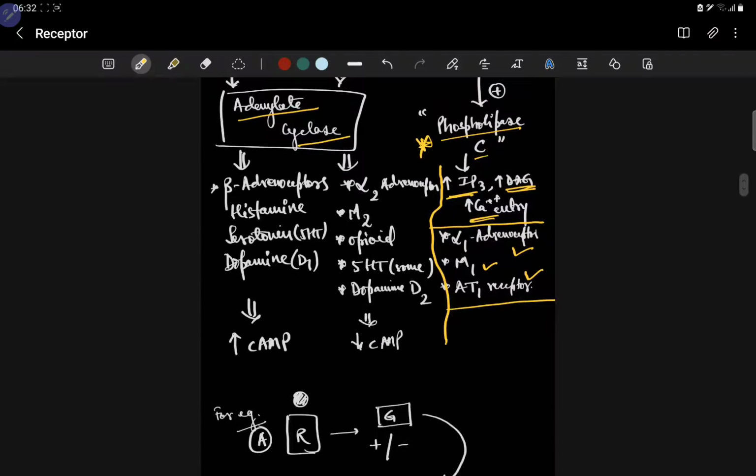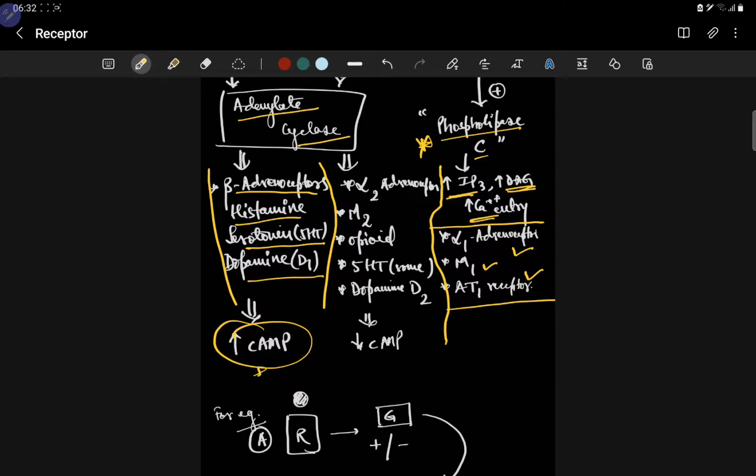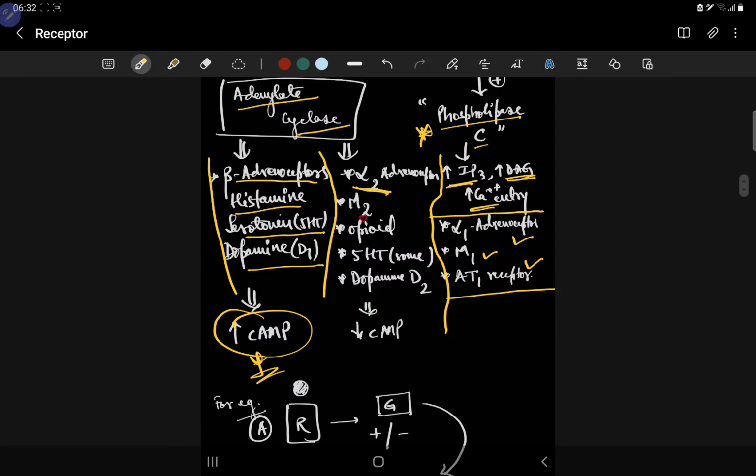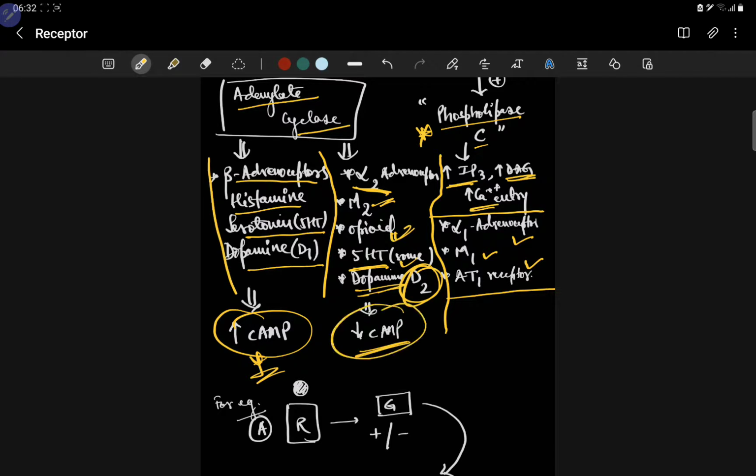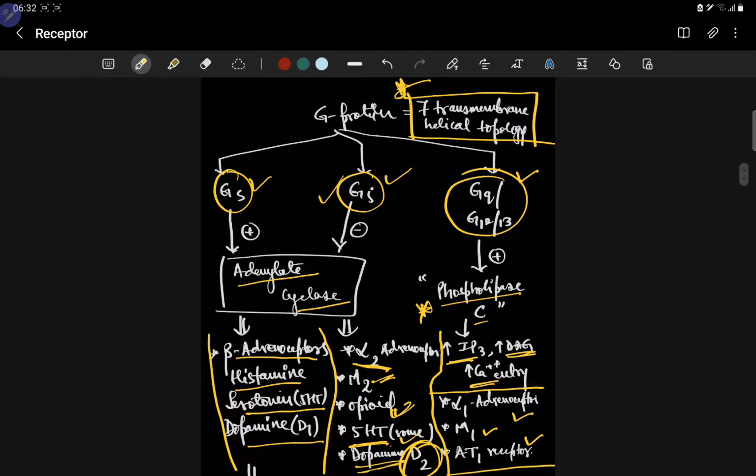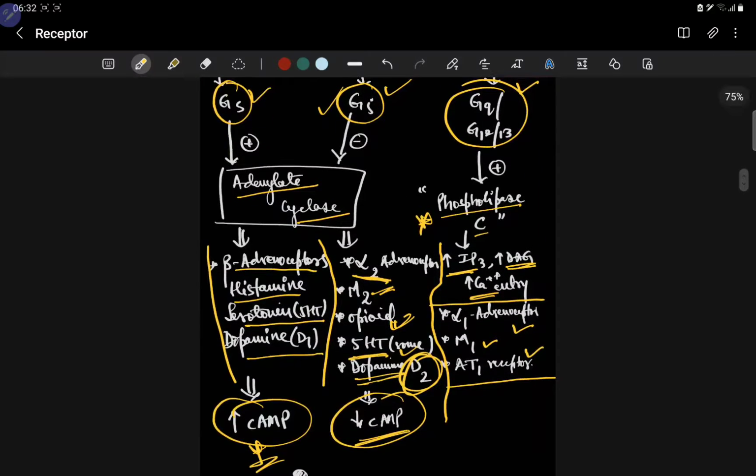GS, this is stimulatory type, is found in these receptors: beta adreno receptor, histamine receptor, serotonin receptor and dopamine D1 receptor, which increases the cyclic AMP. Now alpha 2 receptors, M2 receptors, opioid receptor, 5-HT receptor, there are some very few, and dopamine D2 receptor decrease the concentration of cyclic AMP because these are GI. So this is basic, this is what GS and GI are.